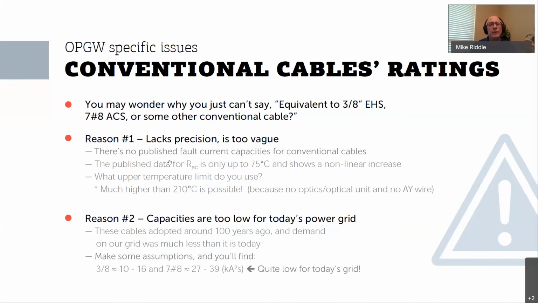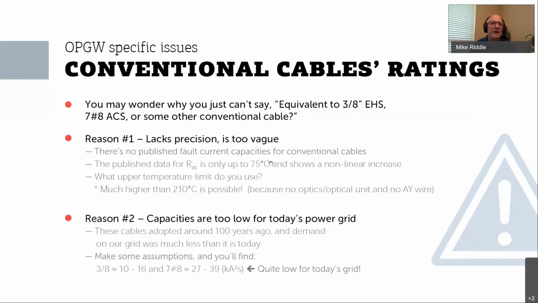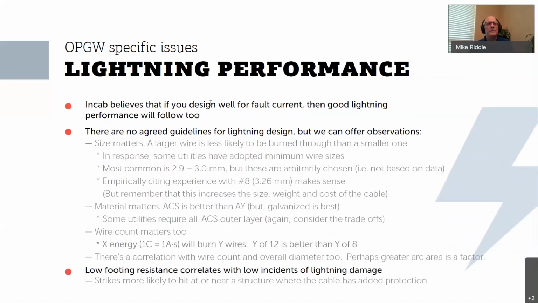Well, the second reason is if you nevertheless make some assumptions about these things, you'll still find that the ratings for these cables are really low. When you think about that further, that's not terribly surprising. These cables, like 3/8 inch and 7No8, became industry standards literally around 100 years ago. And there was much less demand on the power grid in the 1920s than there is in the year 2020. So sorry, you need to tough it out and work out the numbers. Hate to be the bearer of bad news.